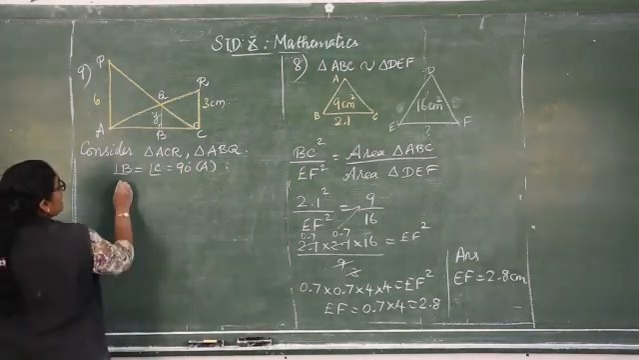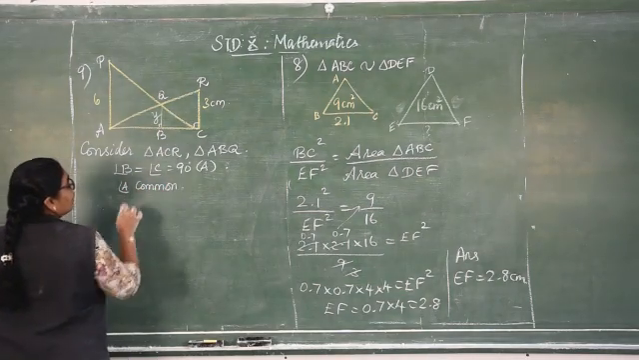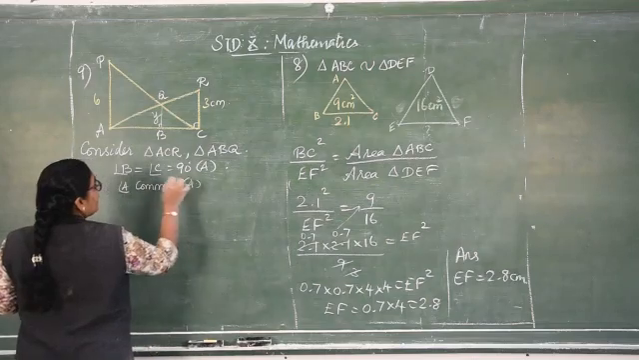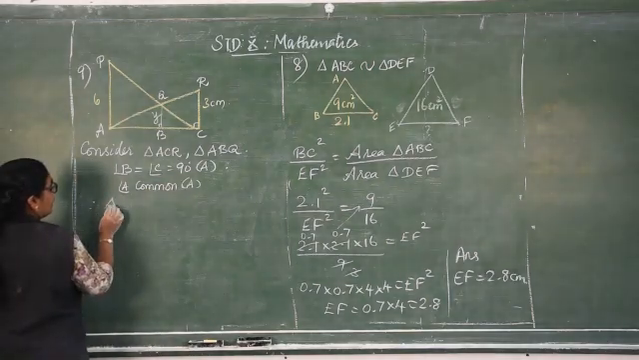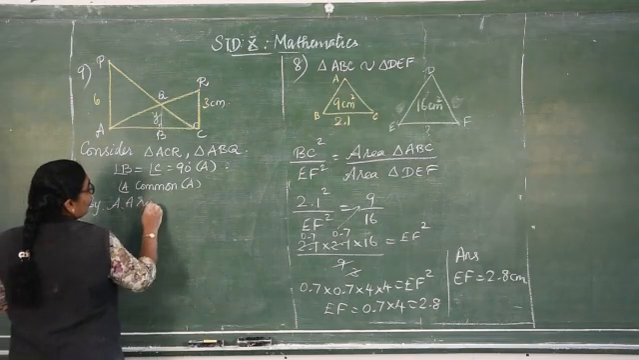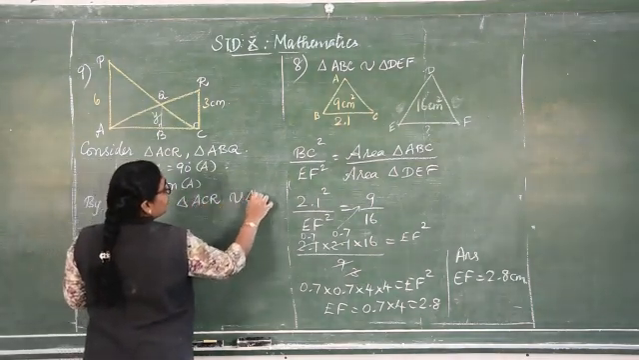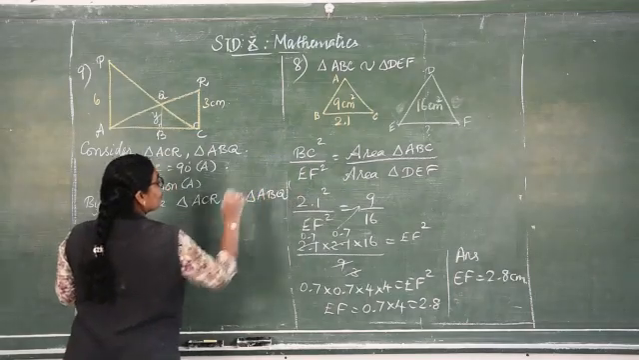Then again what we will say, measure of angle A is common. So this is angle A. So therefore triangle by what criteria? AA rule, triangle ACR is similar to triangle ABQ.